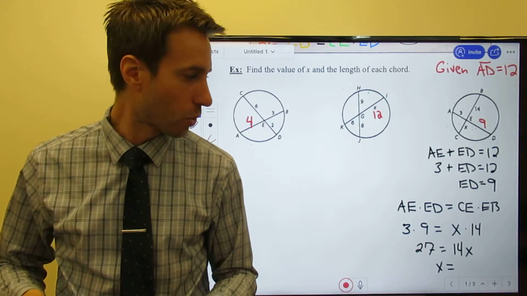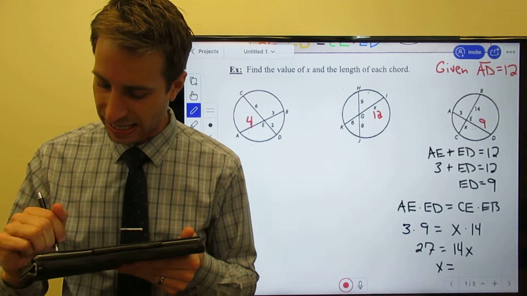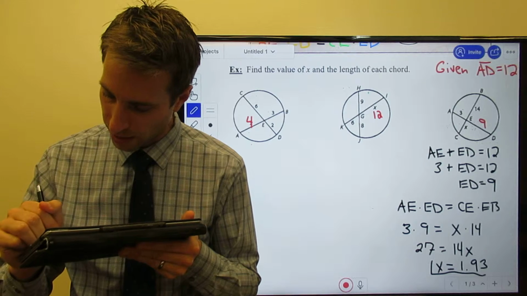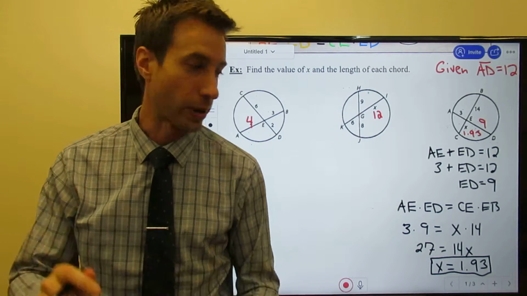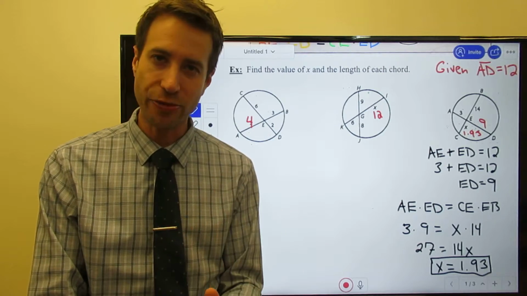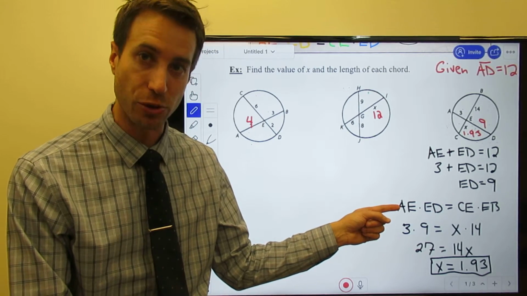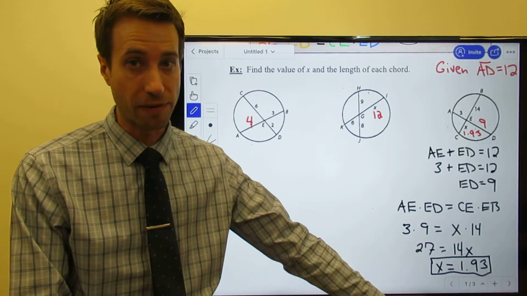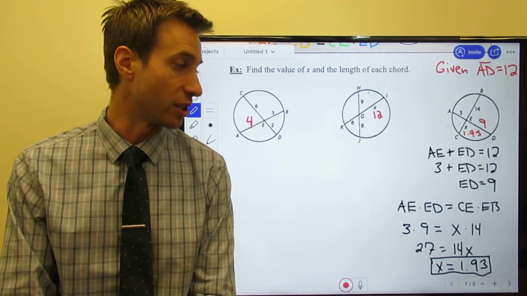Divide both sides by 14. 27 is not evenly divisible by 14, that's okay, you're going to get a decimal. I get 1.93, and that's good enough. That gives me the value of x, which is 1.93. That's the way the chord product theorem works. Not too terribly tricky an idea, doing problems just like we've done all year. The theorem is the geometry, and once you apply it, it's algebra from there, using the information you've been given to solve for the one thing you don't know.